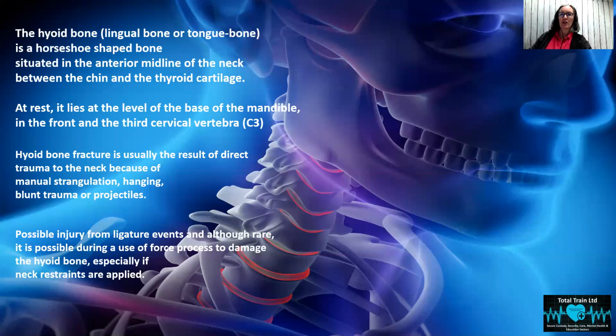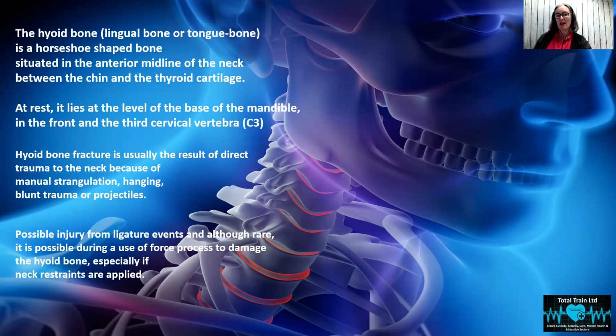Now, the hyoid bone, which is the lingual bone, or commonly called the tongue bone, is a horseshoe-shaped bone situated in the anterior midline of the neck between the chin and the thyroid cartilage. At rest, it lies at the level of the base of the mandible in the front and the third cervical vertebra, so C3. A hyoid bone fracture is usually the result of a direct blow to the neck because of manual strangulation, hanging, blunt trauma, or projectiles. This is a possible injury from a ligature event.